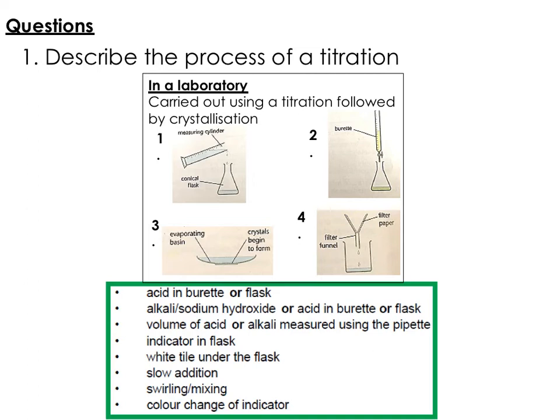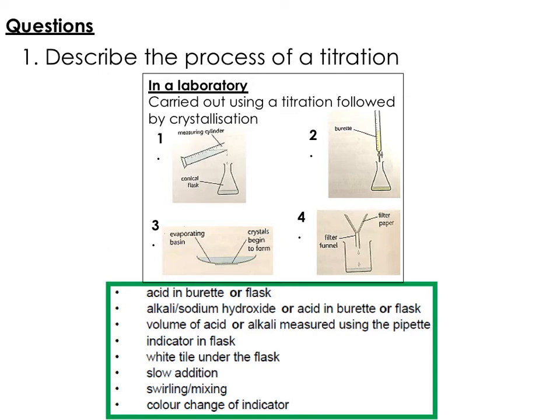So we're going to have the acid or the alkali in the burette, and we're going to have the other in a conical flask. Let's assume that we put the acid in the burette and we put the alkali in the flask. So here we've got ammonia and we've got nitric acid. Whatever's in the conical flask, we will have measured using ideally a pipette. I know it's got a measuring cylinder in this picture, but actually a pipette would be much more accurate. We would add an indicator to that conical flask.